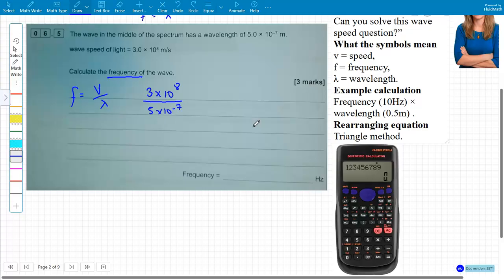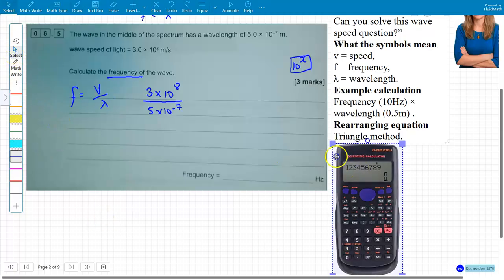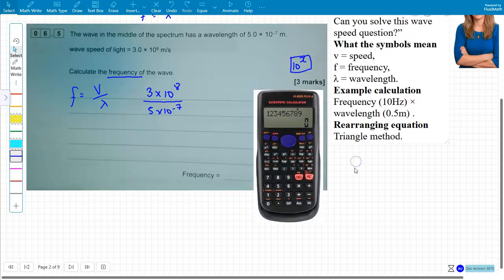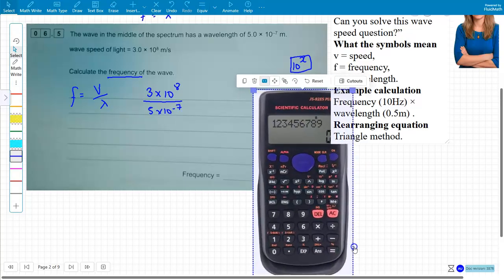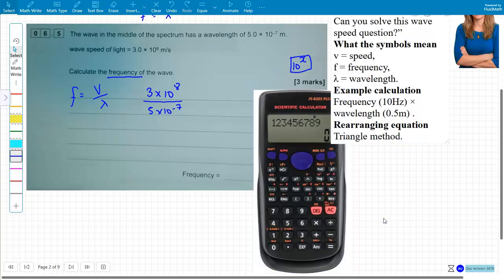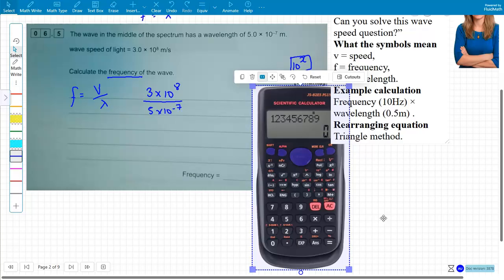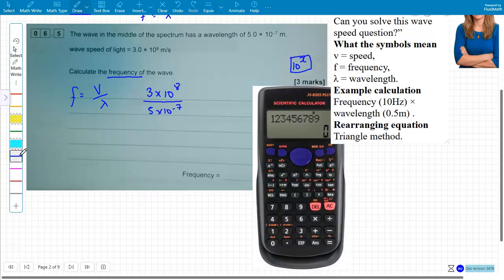Okay, so if we go to our calculator over here, we're going to use our EXP button on this one, or you might have a button that looks like 10 to the power of x on some calculators, but it's usually on the bottom row. If you've got a Casio like this one, then it's here and it's EXP. That's the button you're going to press.